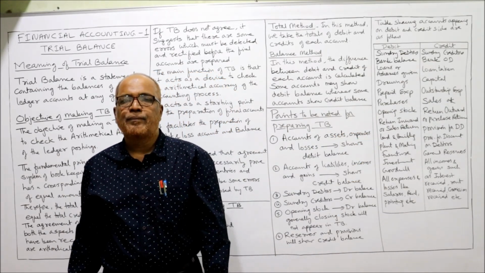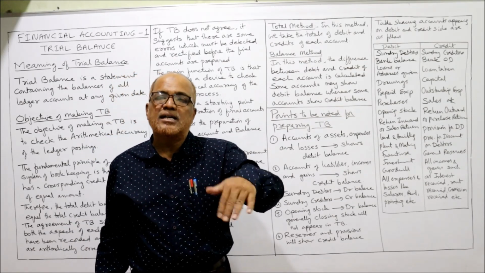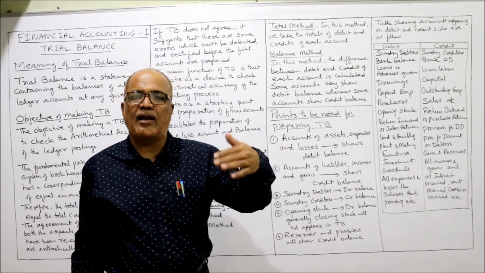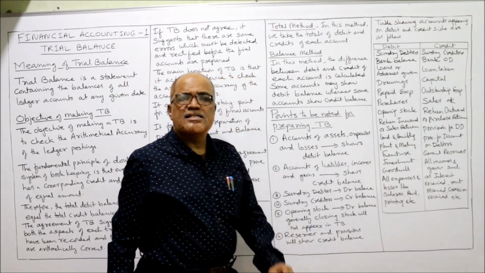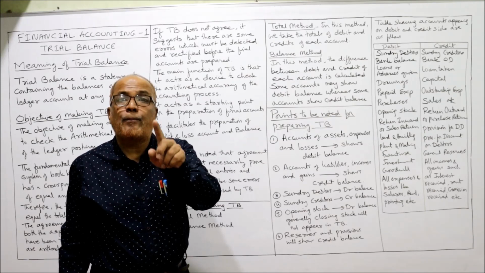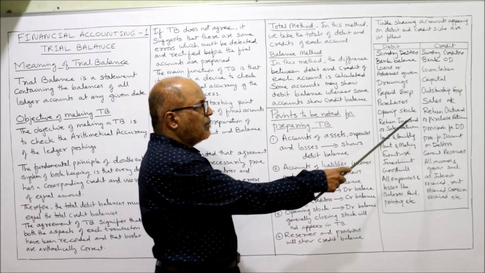Outstanding expenses. The amount due are called outstanding expenses. Example, salary outstanding, rent outstanding, telephone bill outstanding. It's a liability. Sales. Sales will show credit balance. Purchases will show debit balance.